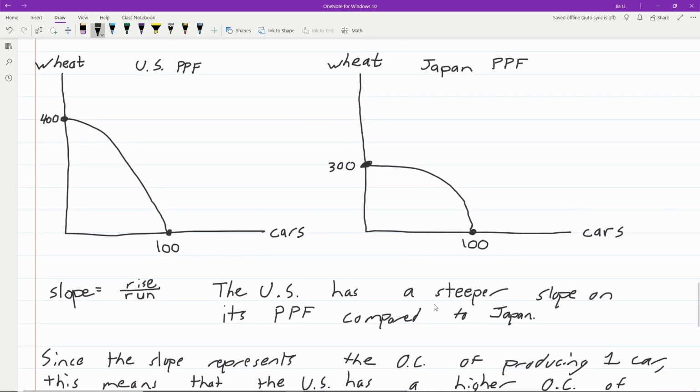So, what does this tell us? That means that if these two countries were going to trade with each other, what would make more sense for each country to specialize their production in, right? Because there are two options here. In reality, of course, there would be many more options than just two, but in this example, there are two options. The United States and Japan can specialize into either producing a lot of wheat or producing a lot of cars. And would it make more sense for one country to specialize in one good rather than the other? And the answer is yes.